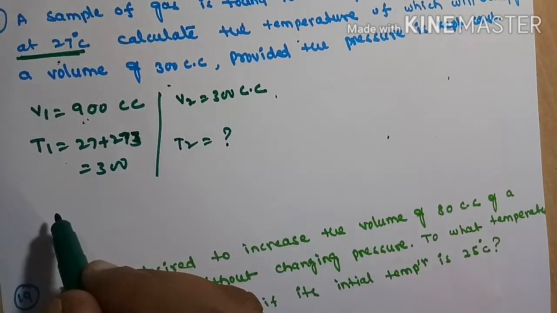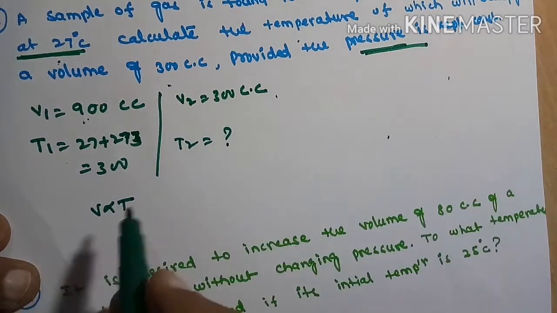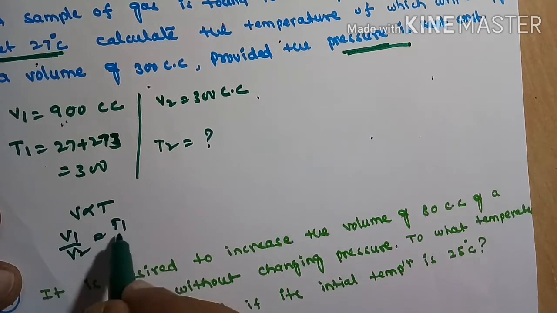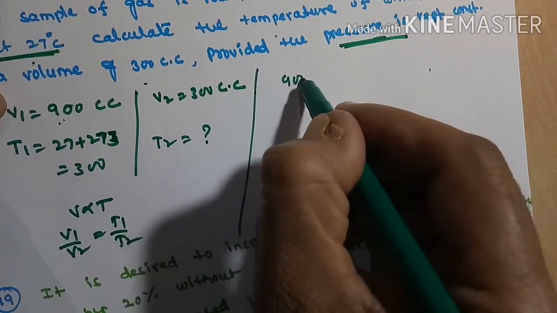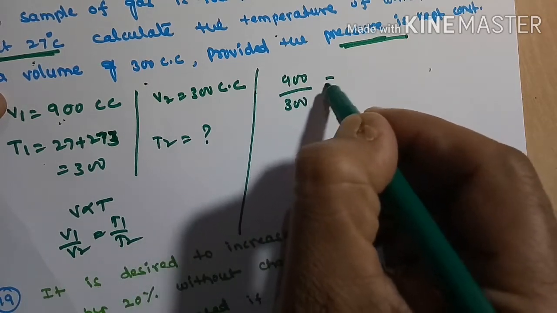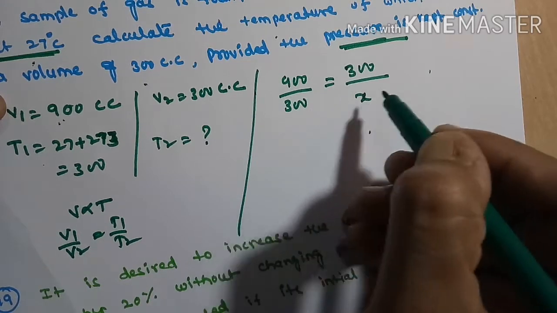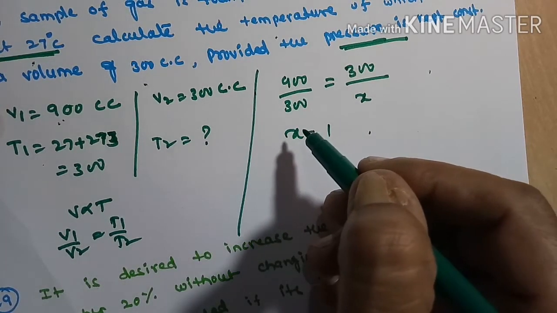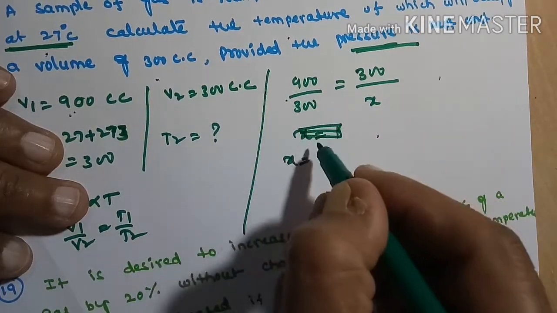Then we should find out T2. What principle do we have? V is proportional to T at constant pressure. So we can write V1 by V2 is equal to T1 by T2. V1 is 900, V2 is 300, T1 is 300. T2 we should find out, so let it be X.